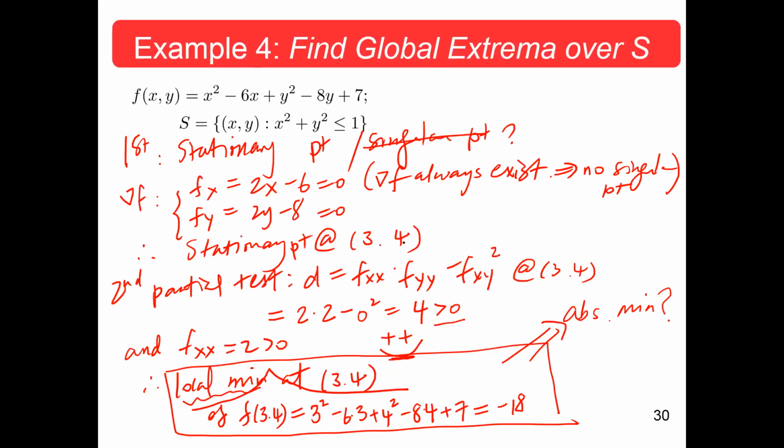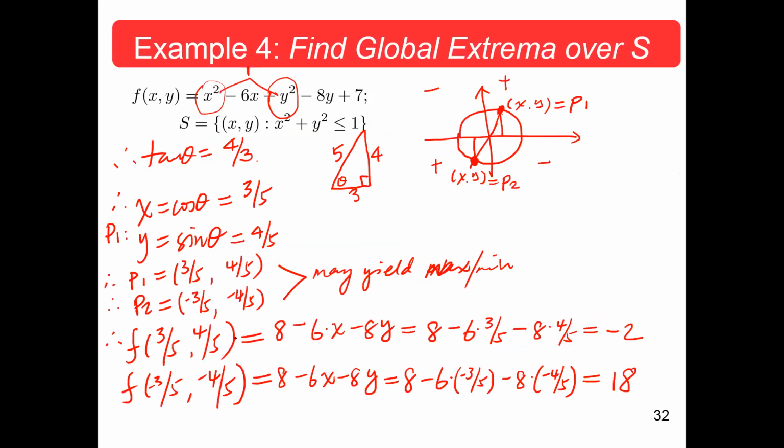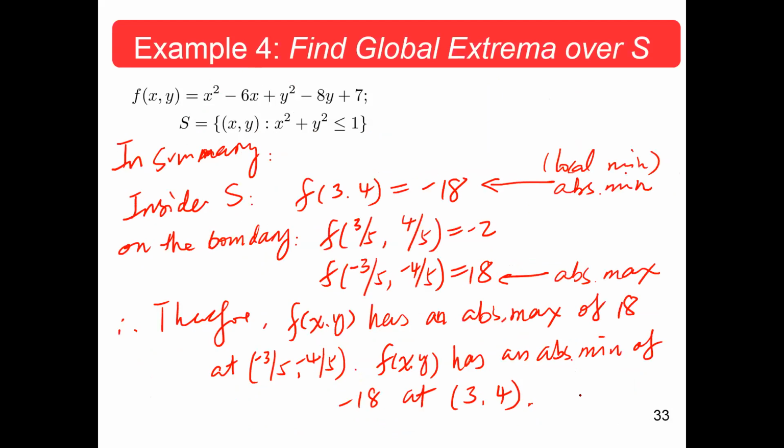We found the stationary point here at 3/4. Using the second partial test, we figure out this is a local min, which is -18. And then we consider the boundary points, right? Boundary points give us these 2 critical points whose function values are -2 and 18. Putting all 3 together, you can summarize and get a conclusion of the absolute max and the absolute min. Any questions, folks?